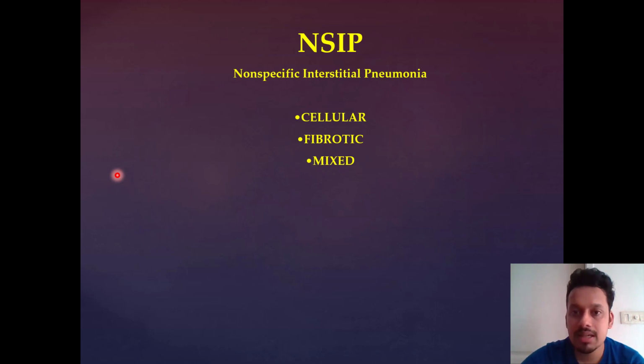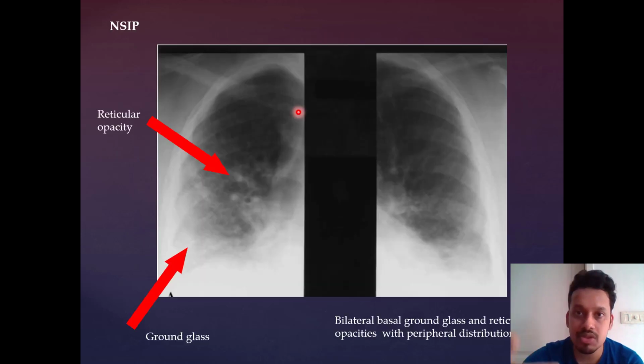Based on the pathology, there are three types: cellular, which is predominantly cellular; fibrotic; and mixed, which is a mixture of both. X-ray may be normal in early disease, and in this disease, like IPF, it is predominantly basal, although it extends into the apex also. Unlike IPF, which is always basal, here there is an apico-basal gradient of disease progression.